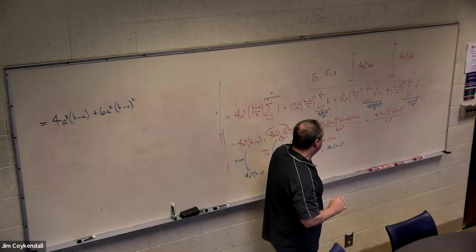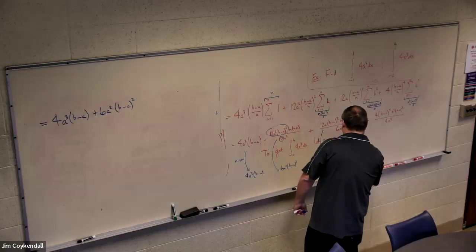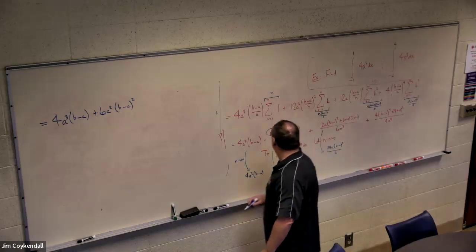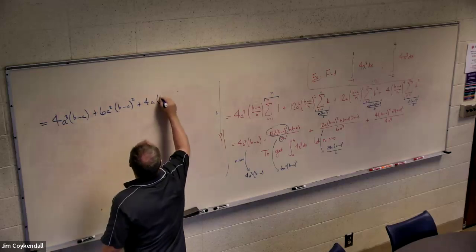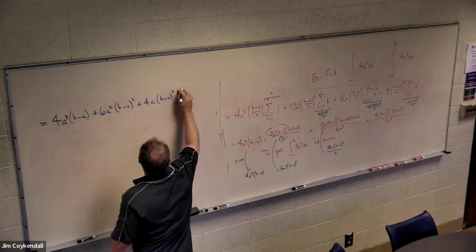What's the coefficient of the cubic term on bottom? 6. So I get 4(b minus a) cubed.